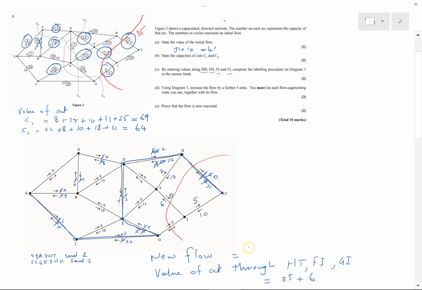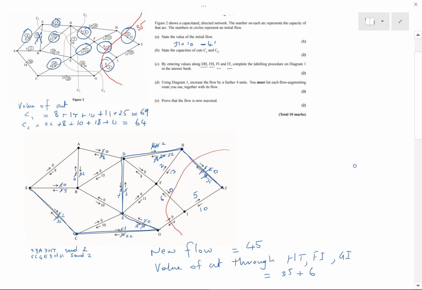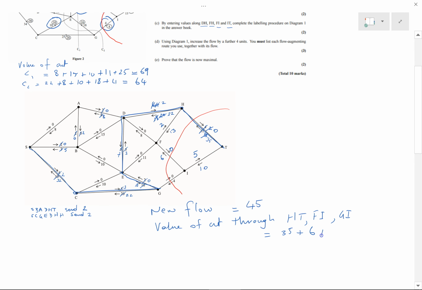I was getting slightly concerned that my cut was coming nowhere near. So anyway, we've got 35 plus 6 plus 4, which is equal to 45. So by, and write all 4 words here, by maximum flow equals minimum cut theorem, we can write 45 equals 45, the flow is maximal.